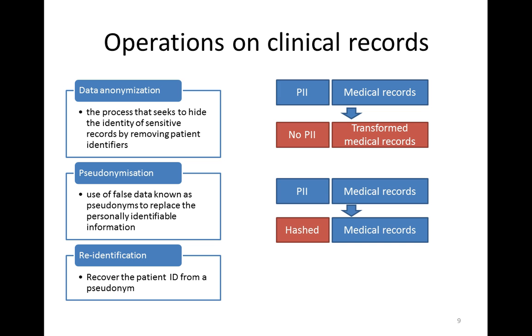Whereas pseudonymization doesn't touch the medical records, it just processes the PII. In particular, the PII value is hashed to another meaningless value using a cryptographic operation called hashing. Re-identification, on the other hand, is trying to infer from the hash value the unique patient ID, the unique patient ID that was in the PII. So it's reversing the process.